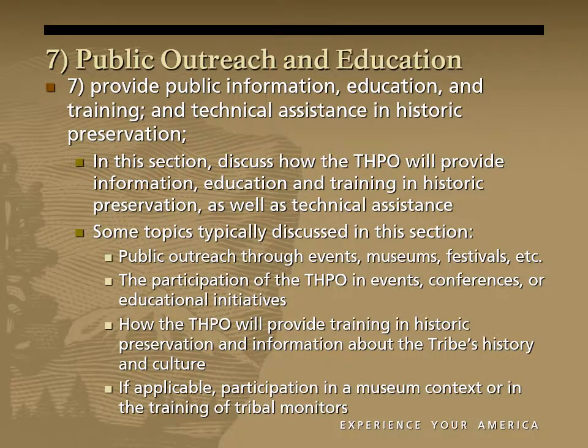The seventh function THPOs can assume is to provide public information, education and training, and technical assistance in historic preservation. In this section, it is important not just to state that the THPO will provide public information and training, but to provide details on how the THPO will do that. Some topics that are typically discussed in this section include public outreach through events, museums, festivals, etc., the participation of the THPO in events, conferences, or educational initiatives, how the THPO will provide training in historic preservation and information about the tribe's history and culture. If applicable, applicants typically discuss participation in a museum context or in the training of tribal monitors.